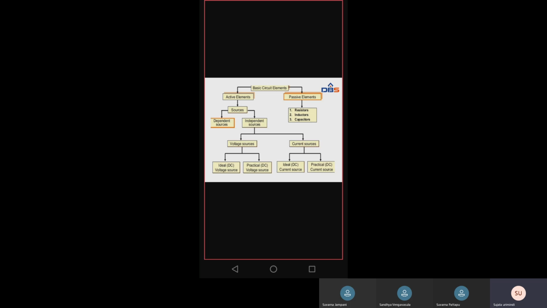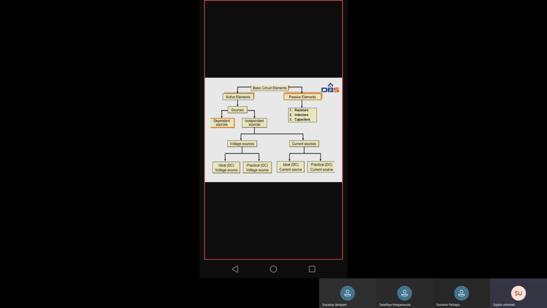Then we go to the basic circuit elements. We all know that there are active elements and passive elements. Active elements deliver the power, so delivering power is nothing but the active elements. Passive elements receive the power. From the active elements, there are the sources, so active elements are nothing but the sources.